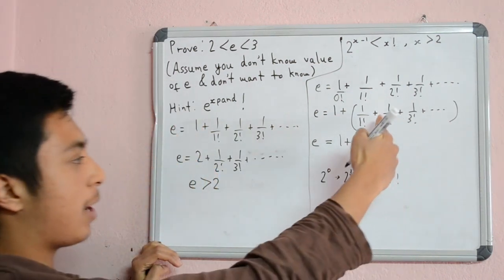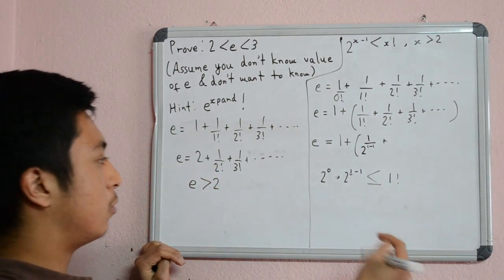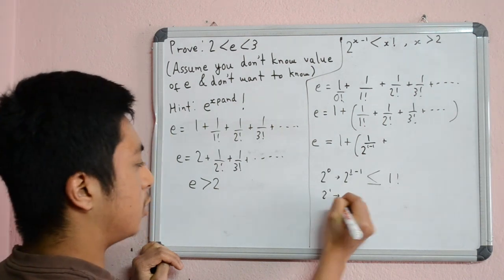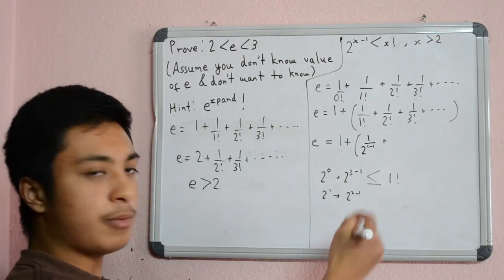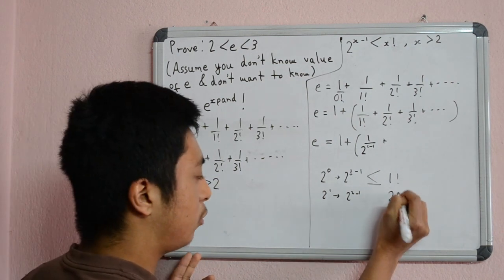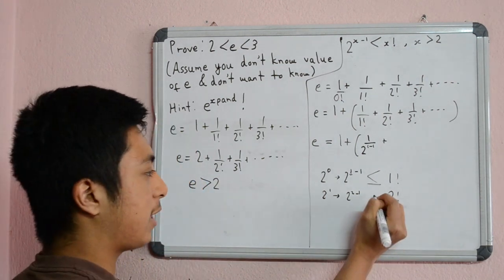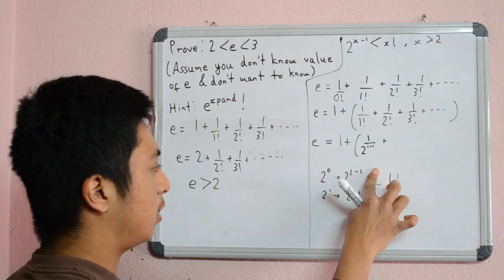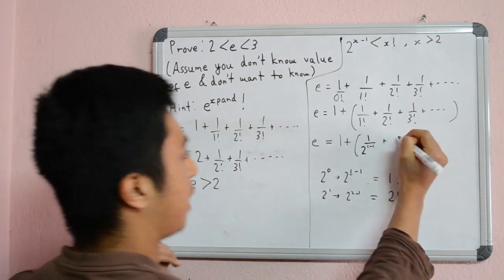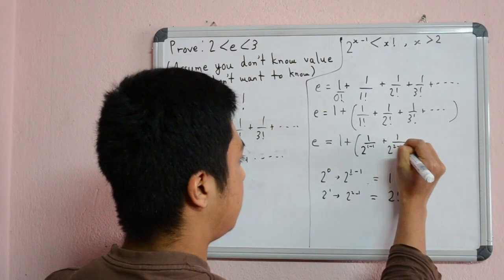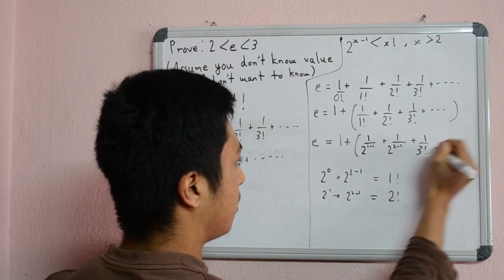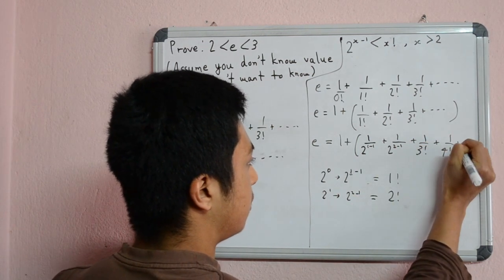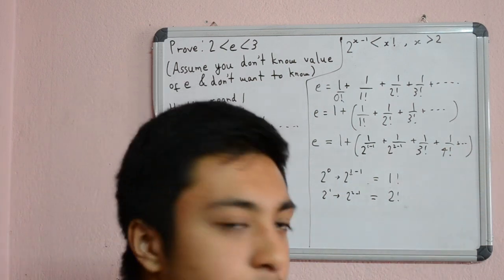And similarly for 1 by 2 factorial, well, 2 is just 2 to the power 1, which is just 2 to the power 2 minus 1, and again 2 to the power 2 minus 1 is 2, and similarly 2 factorial is also 2, so in fact they're just equal. That means this is equal to this. And this is how we'll derive the relation.